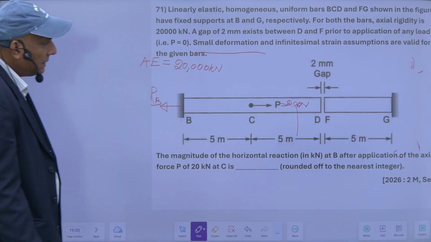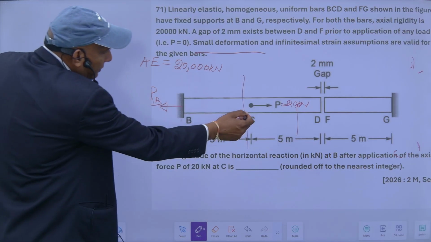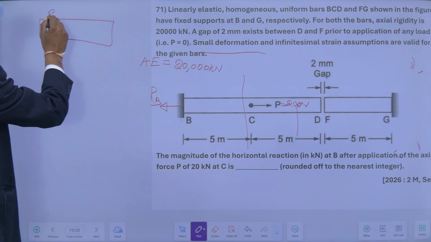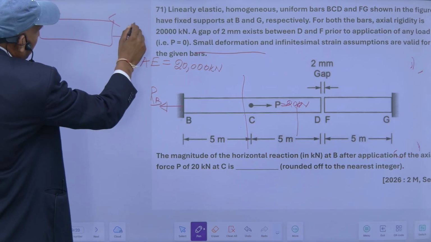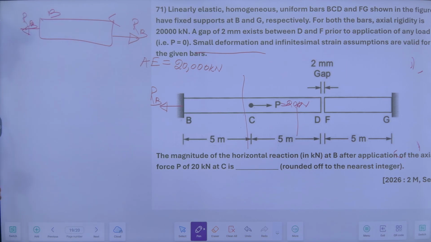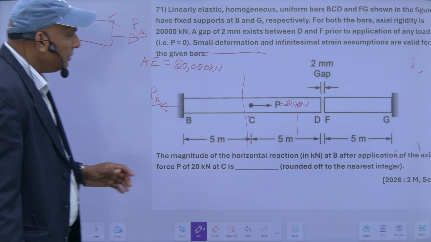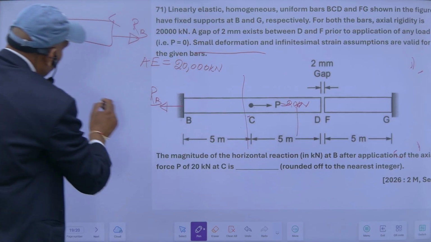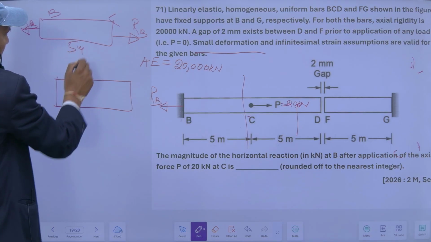So this RB is the reaction here. Now let's draw the free body diagram here. You cut this portion BC just to the left of this. So for BC portion it will be like this. This is RB. So obviously this will also be RB. Now for CD portion, or you can say CF portion, whatever you can say, for CD or CF, the length is 5 meter.